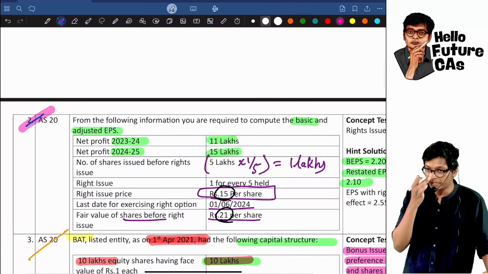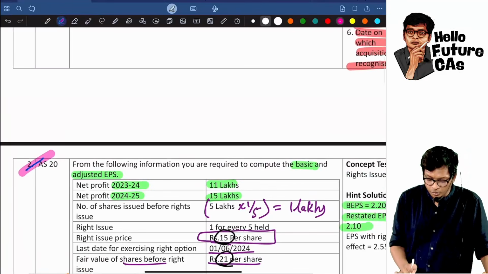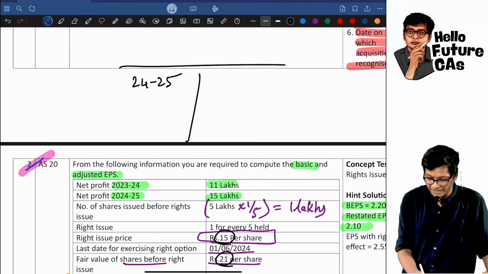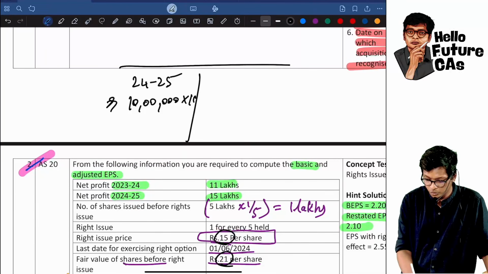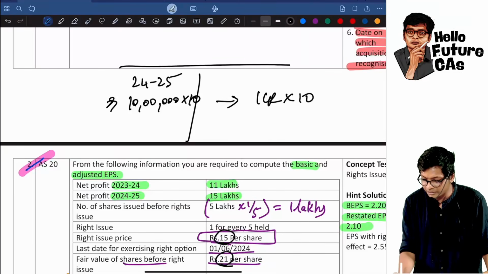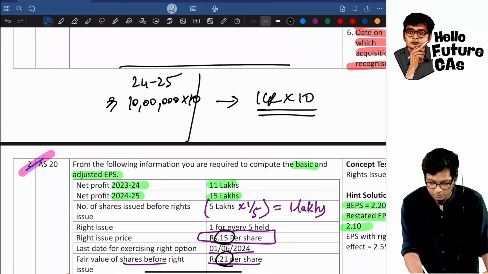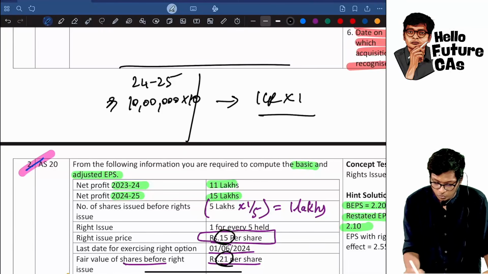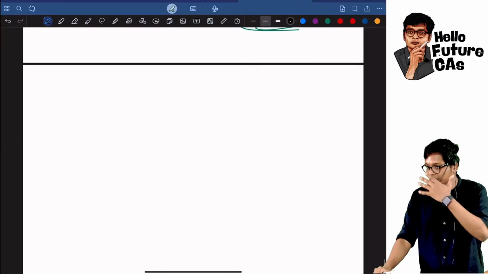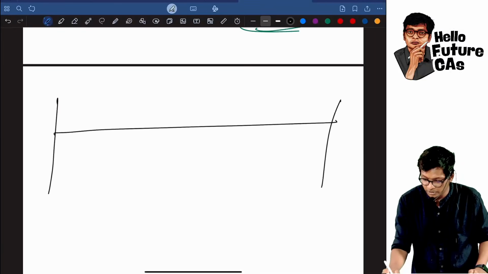With this we are done with basic EPS. Now I'm going to create one question for you. We are in the year 24-25. The company has a number of shares, 10 lakhs into 10. Okay, I am changing this into 1 crore shares into 1. The value is not changing. Let me just draw it. That's it. Rights over, guys. Now I'm going to a new concept.